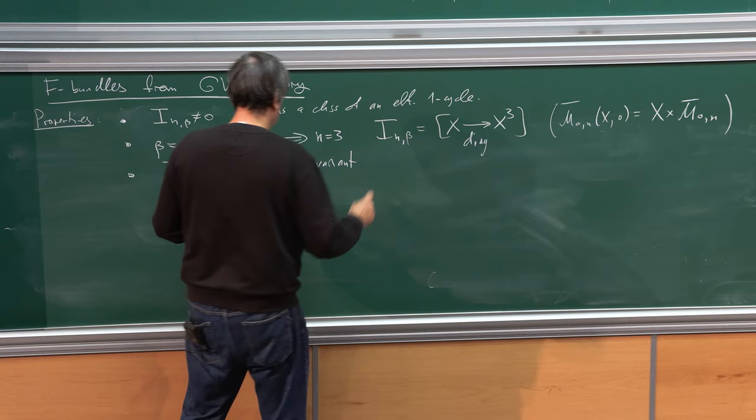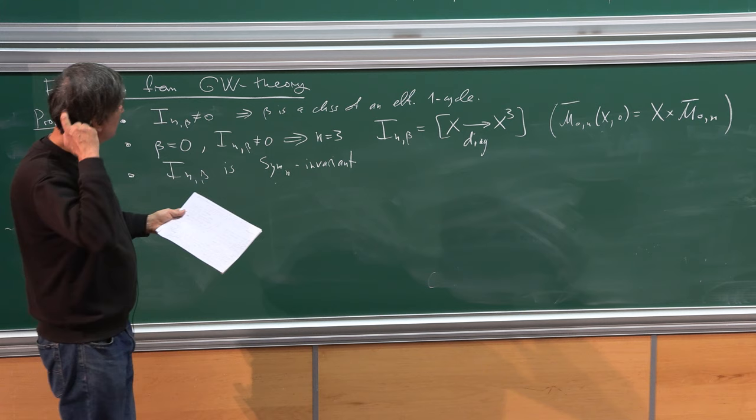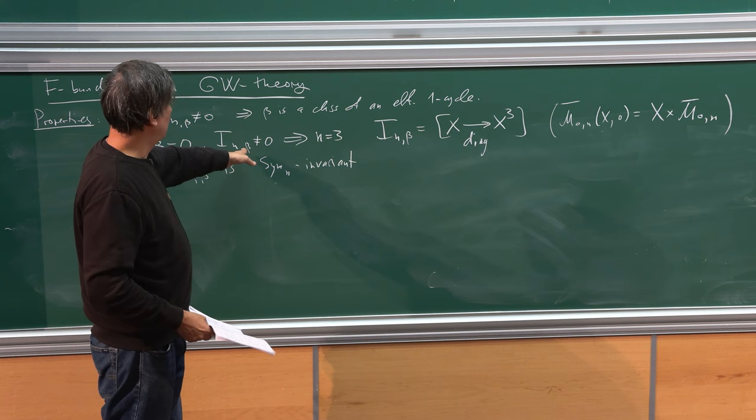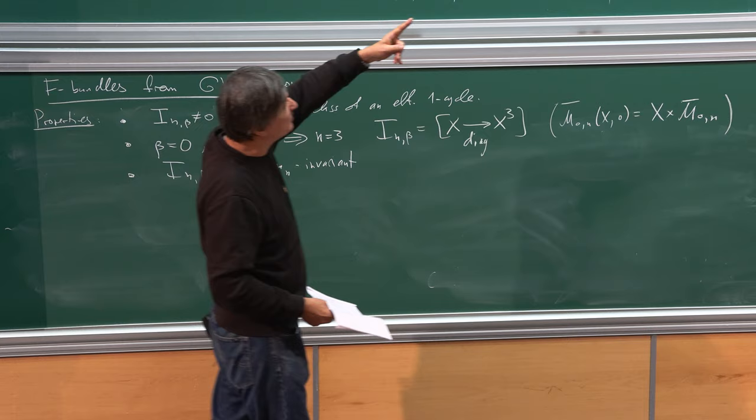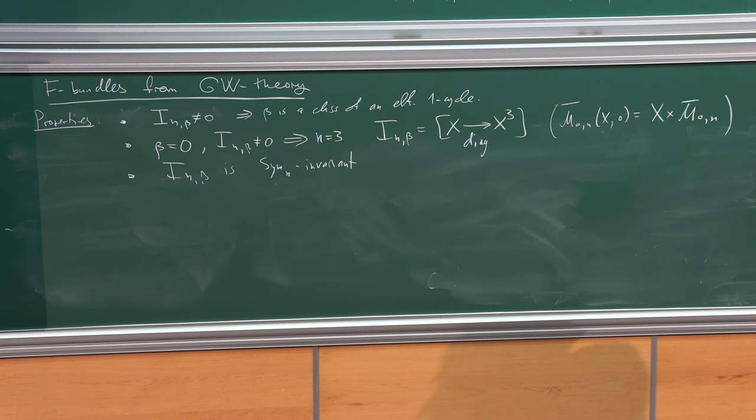this class is GW invariants, which is... So n is at least 3 by the stability. I mean, if you want... Sorry? Because you have stability... For n equal to 0, 1 and 2, such a thing is empty, by definition. Because then I'd have a map to a point with fewer than 3 points, it's not allowed, yeah.